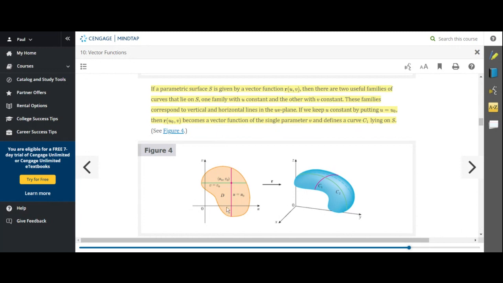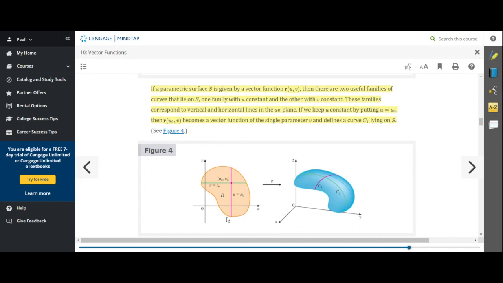In figure 4, in that region D in the uv plane, the horizontal line, they're letting v be constant and allowing u to vary, and you get that green line. And that green line, those green set of values correspond to curve 1 in the space curve, no, I'm sorry, it corresponds to C2, that green space curve on the parametric surface on the right.